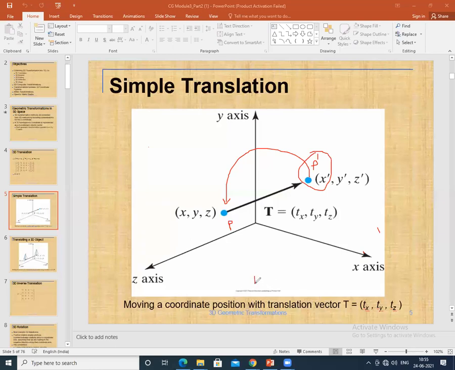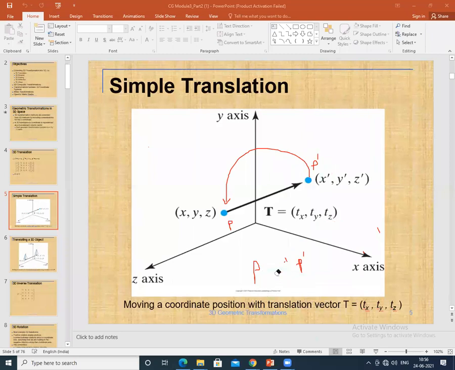Now how do you obtain p from p dash? You multiply p dash with the translation matrix T to the power of -1. That is the negative translation matrix. How do you get it? The negative translation matrix is obtained in the 4x4 matrix by setting the translation factors to negative, that is minus tx, minus ty, minus tz.